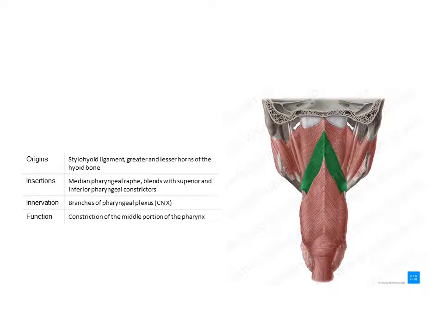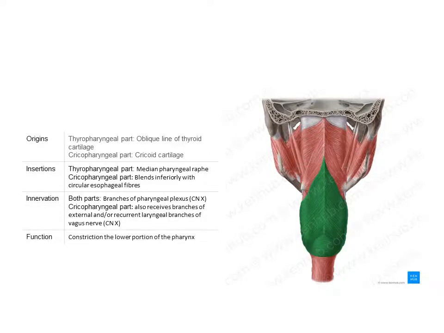Stacking up on the superior constrictor, the next one is the middle constrictor. Origin is from the stylohyoid ligament and the greater and lesser horns of the hyoid bone. Insertion is in the median pharyngeal raphe, blending with the superior and inferior pharyngeal constrictors. Innervation again is the same, vagus nerve through the pharyngeal plexus. It constricts the middle portion of the pharynx.